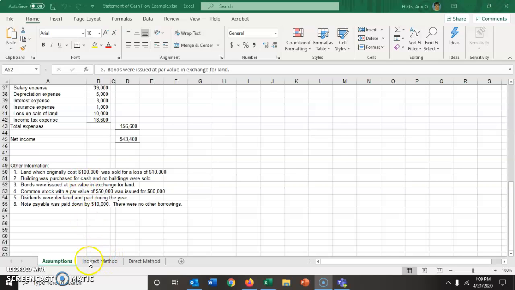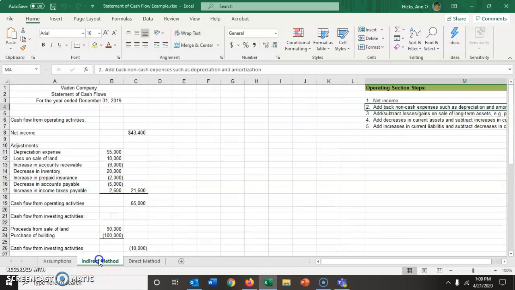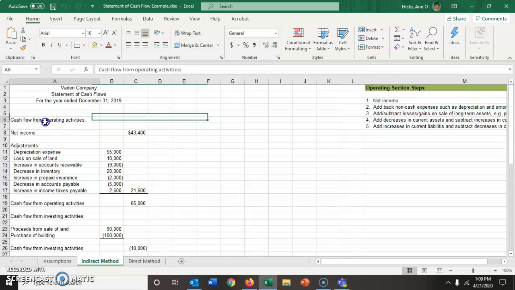What I want to do is walk through both the indirect method and the direct method of preparing the statement of cash flows. Note that the only difference between the two methods is the operating activity section. Investing and financing sections are the same, irrespective of whether you use the indirect or the direct approach. Let's walk through the indirect approach first, because this you should have seen before, both in financial accounting and in Intermediate 1 last fall.